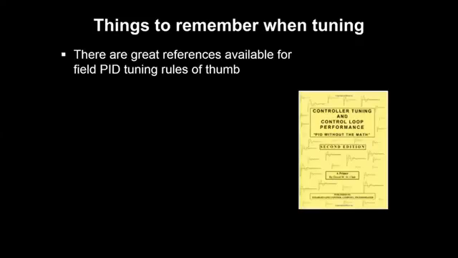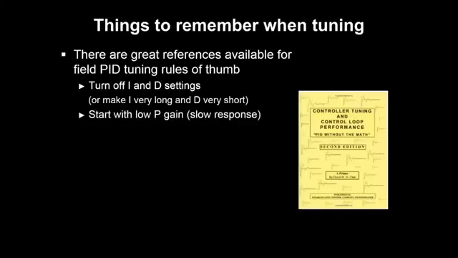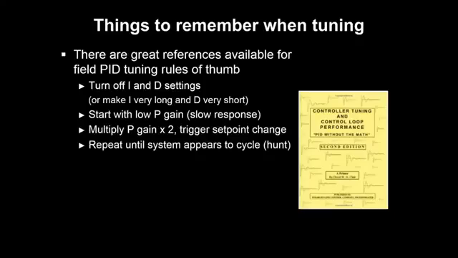And just to give a quick how-to guide of what that looks like, it's a process that looks something like this when you follow these types of field guides. You may start by turning off your I and D settings. You'll reduce your P gain, or start with a very low P so that you have a slow response. Once you see that slow response in your system, you start multiplying the P gain by 2 repeatedly until you see that you've had some set point change that you can register in a reasonable time. You continue doing that until you start seeing the beginnings of cycling, that sinusoidal response and feedback in your system.